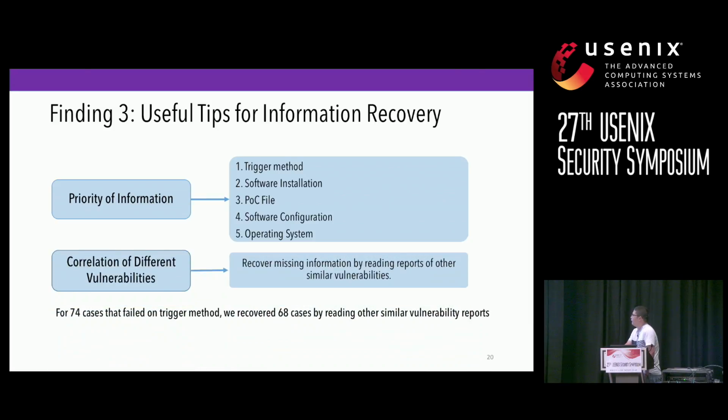Our useful tip is that the correlation of different vulnerabilities is very useful. In other words, it's helpful to recover missing information by reading reports of other similar vulnerabilities. Similar vulnerabilities means same reporters, same software, same vulnerability types. And for 74 cases that failed on trigger method, we recovered 68 cases by reading other similar vulnerabilities.